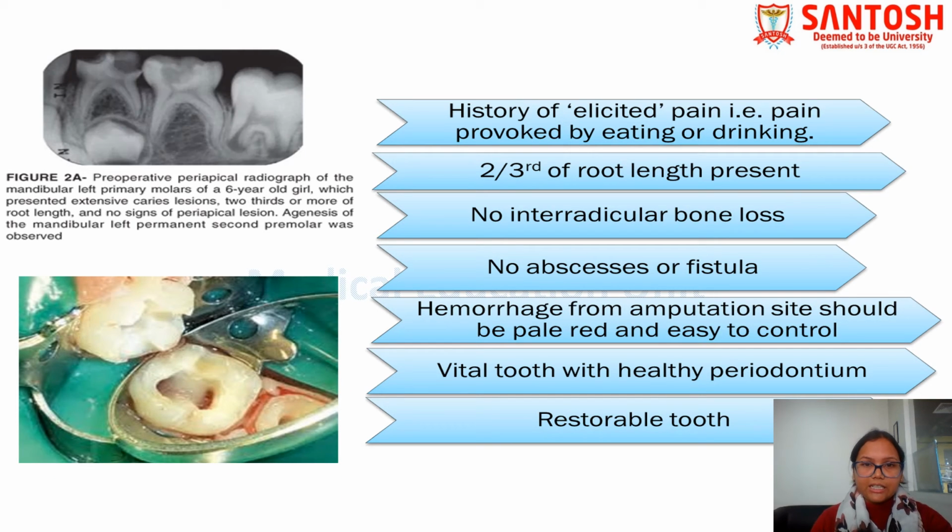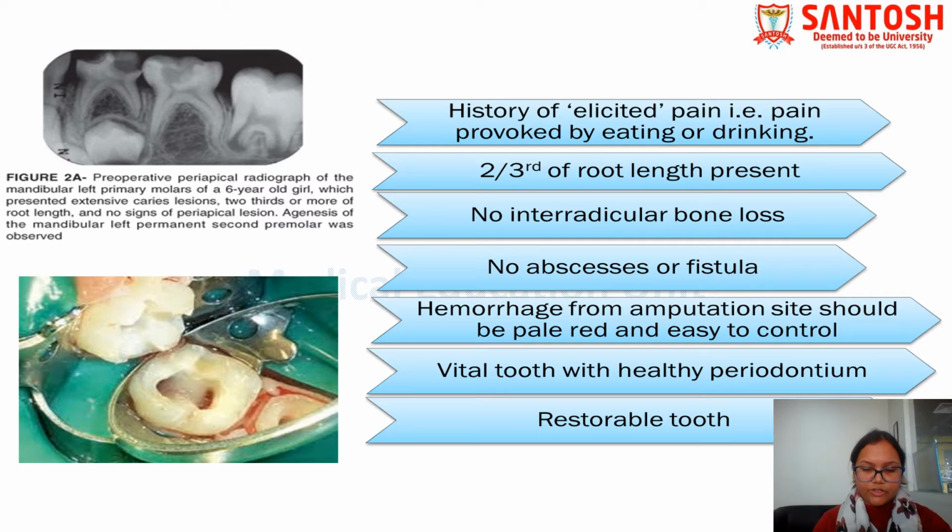So basically, there will be a history of elicited pain, that is pain provoked by eating or drinking. There will be absence of spontaneous pain or continuous pain. There should always be 2/3 of the root length present. There should be no interradicular bone loss. There should be no abscess or fistula present in relation to that particular tooth. And hemorrhage from the amputation site should be pale red and easy to control. The tooth should be vital and have a healthy periodontium, that is there should be no mobility, and the tooth should be restorable.